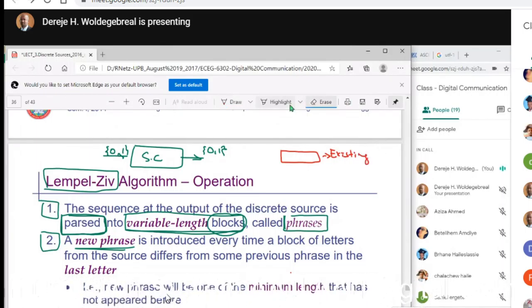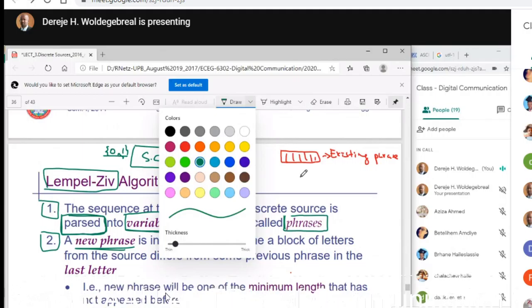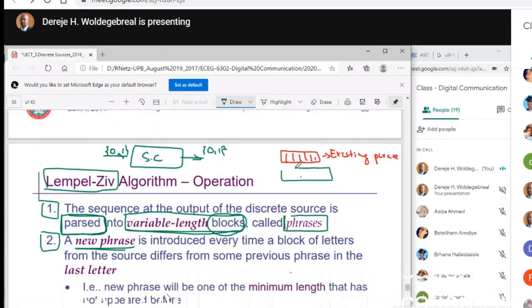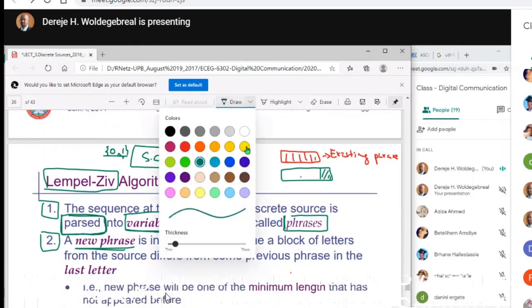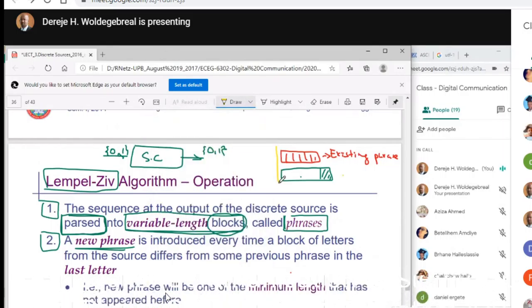So the existing phrase could be comprised of some bits. When we create a new phrase, a new phrase is a phrase which differs only in its last bit position. So in a way it's a phrase which resembles an existing phrase, but it differs from the existing phrase in its last bit position only.